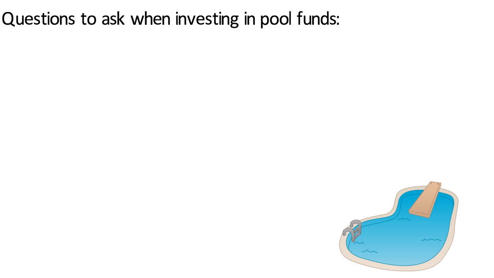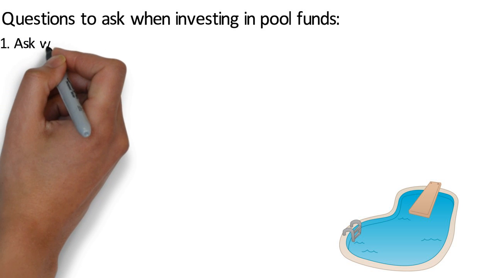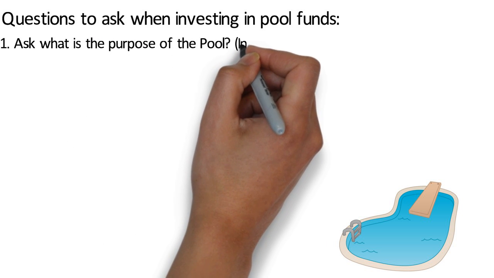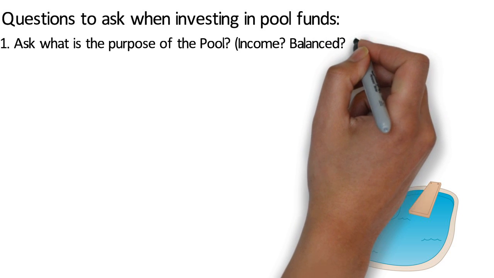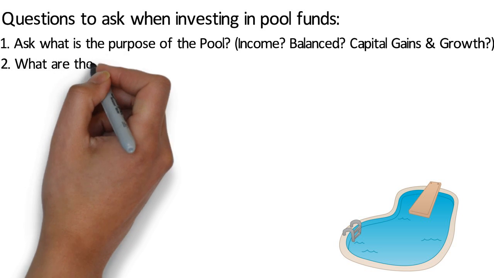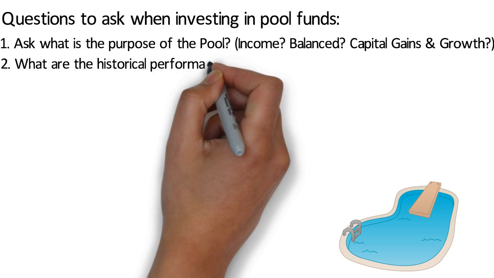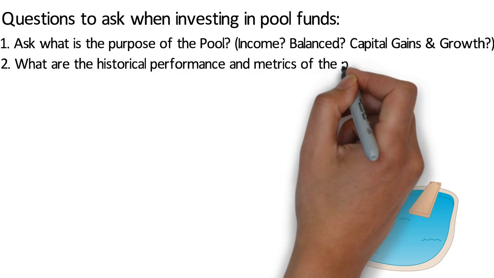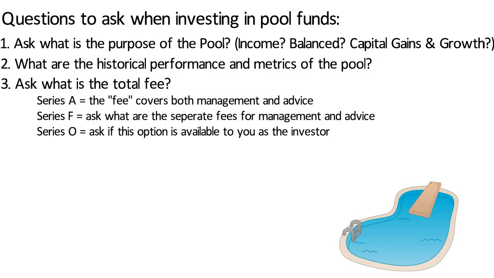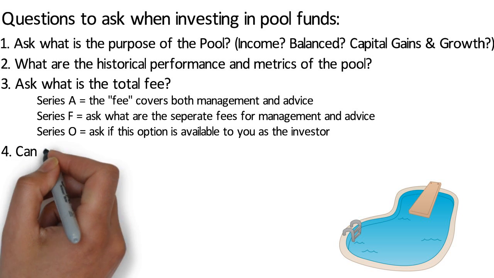We have shared a lot of information regarding pool funds and their structure, and at HighView we recommend the following questions to ask when investing in them. Number 1, ask what is the purpose of the pool. Is it for income? Is it balanced? Or for capital gains and growth? Number 2, ask what are the historical performance and metrics of the pool. Number 3, what is the total fee? For Series A, remember the posted fee covers both management and advice. For Series F, ask what are the separate fees for management and advice. And for Series O, ask if this option is available to you as the investor.